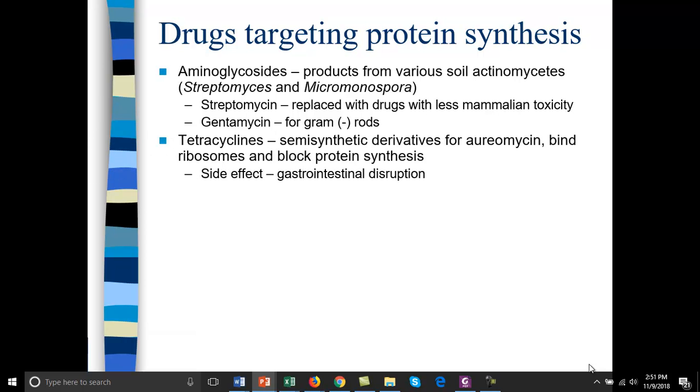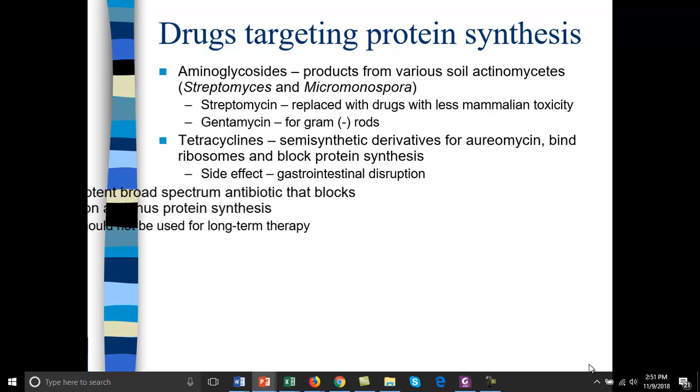And then tetracyclines are semi-synthetic. So they've been produced biologically, but then they've been altered in the laboratory, and they bind the ribosome, they block protein synthesis. However, there's a lot of gastrointestinal distress that's associated with tetracycline, and so with long-term treatment, you can start to see other types of symptoms appear, like Crohn's disease.